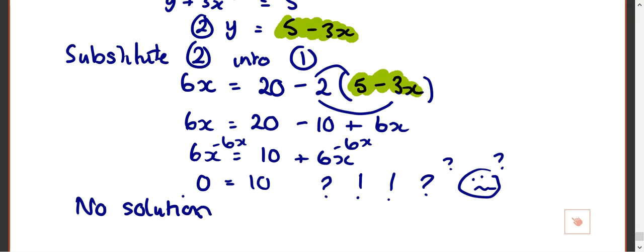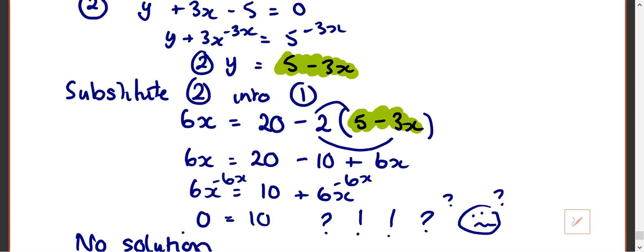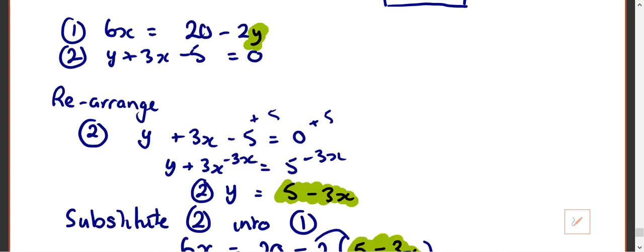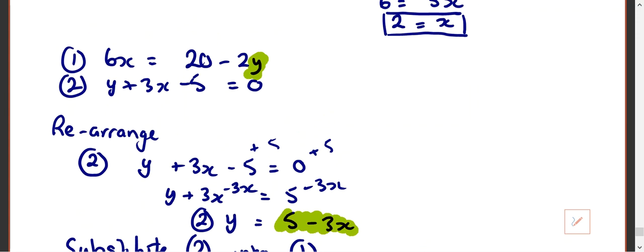Now, is that correct? Do you remember we could look at 2 equations and say, we know they are not going to have a solution if what? How do you know 2 lines are not going to intersect? If they have the same gradient.